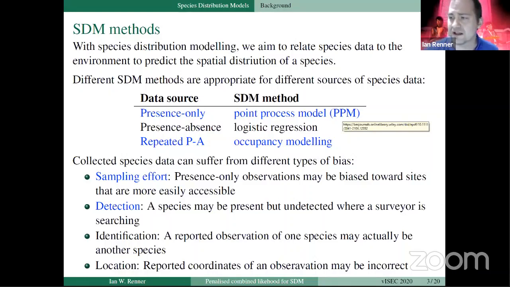Regardless of your data source, there's likely to be some sort of bias inherent to it. And again, the ones in blue are the ones that I'll be focusing on in this talk. With presence-only data, you often run into the issue of sampling effort, where your point pattern reflects not just where the species are, but where the observers are. And as such, it might be such that those points are biased towards sites that are more easily accessible. There also could be detection bias. So perhaps you go to a site looking for a species and it's there, but you miss it. And if that detection probability varies throughout the space, then that can bias your estimates. These are by no means exhaustive lists of either the methods or the sources of bias, but you get the idea, hopefully.